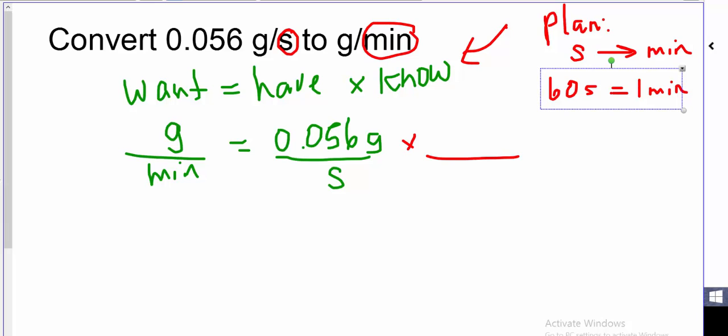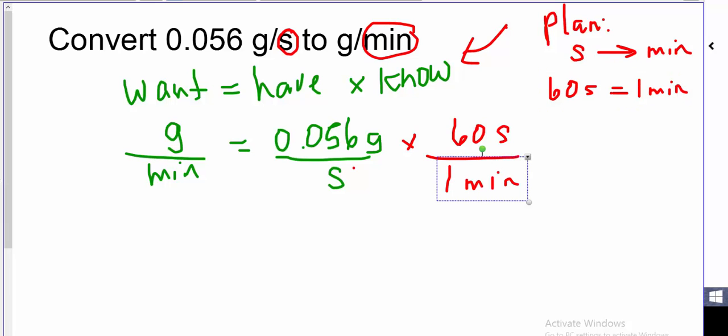I'm going to make sure that I have my seconds in the numerator of my conversion factor and my minutes in the bottom because I want to cancel out seconds. And I need to have minutes in the bottom of my rate. And I can go ahead and do this calculation. So I've got 0.056 times 60, and it comes out to be 3.36. Okay, units are grams per minute now.